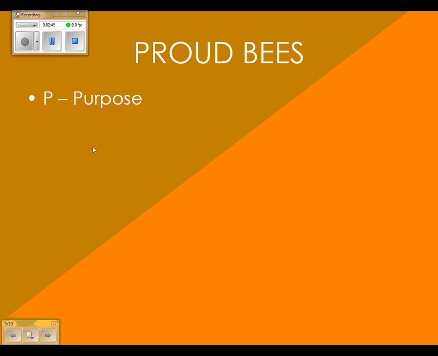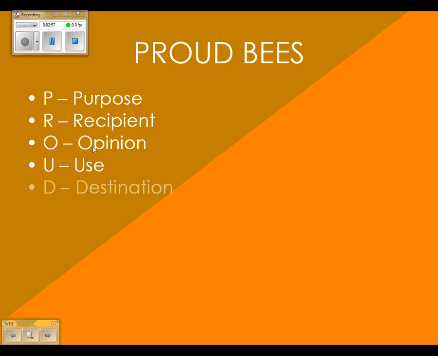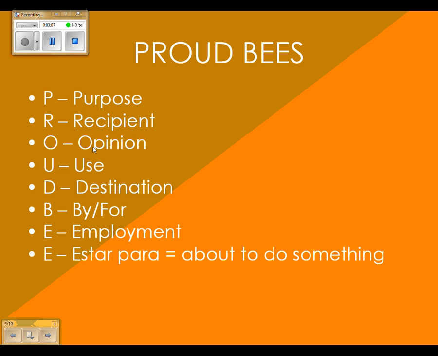An easier way to remember the uses of para is PROUD BEES. P for purpose, R for recipient, O for opinion, U for use, D for destination, B for buy, E for employment, E again for estar para, S in spite of being.